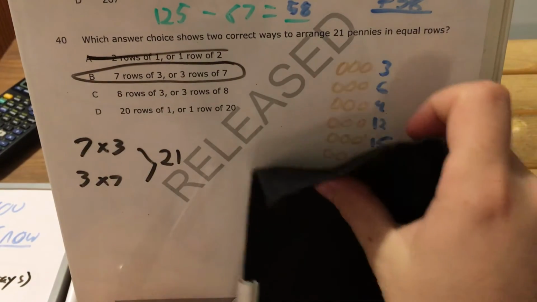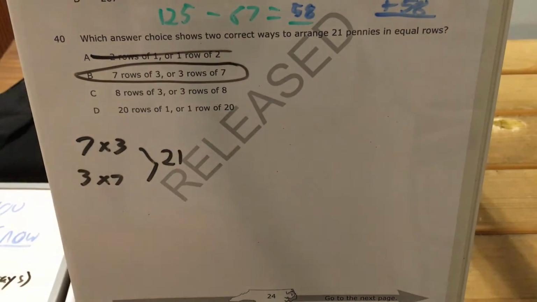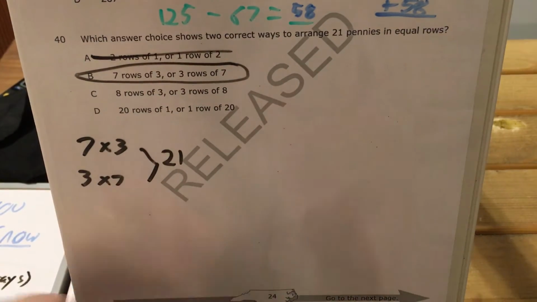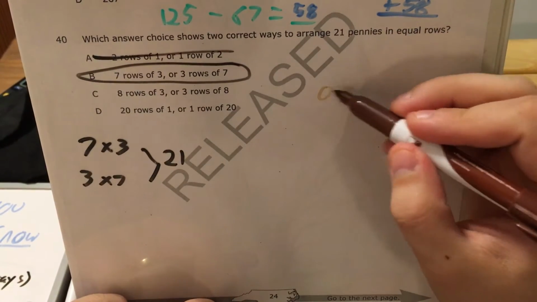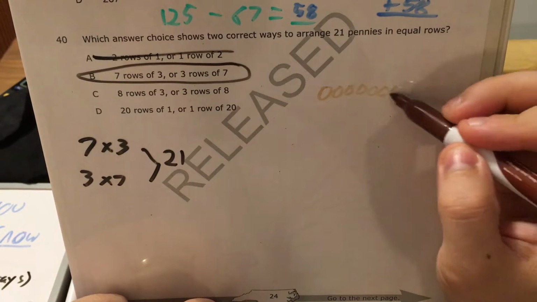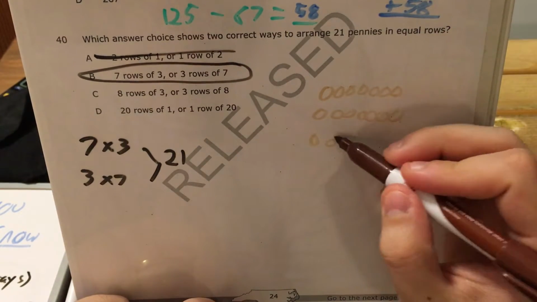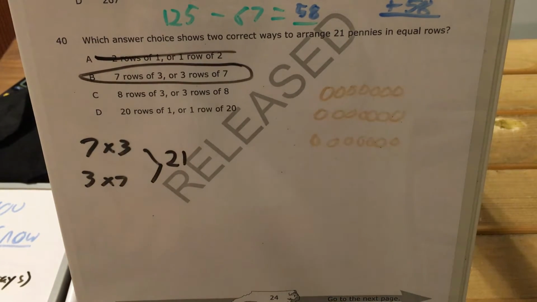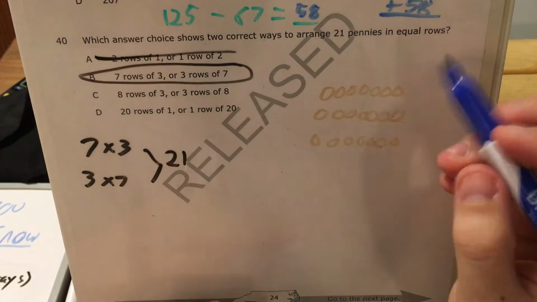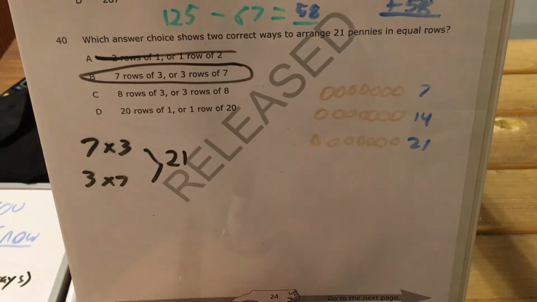And then to do it the other way, my brown marker is getting a lot of use for this question. If I want to do it the other way and do 3 rows of 7, that's 1, 2, 3, 4, 5, 6, 7, and so on for each row. So there's my 3 rows of 7, and I can use a similar idea. I can just skip count by 7s and say, okay, this is 7, 14, 21.